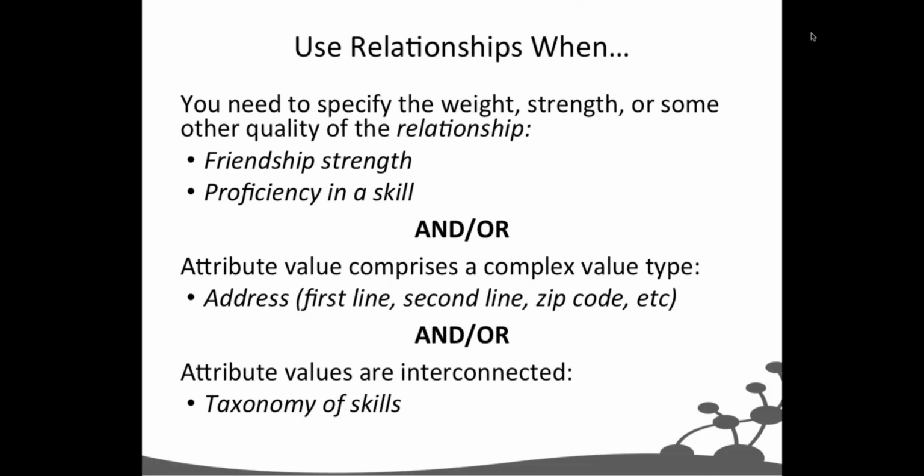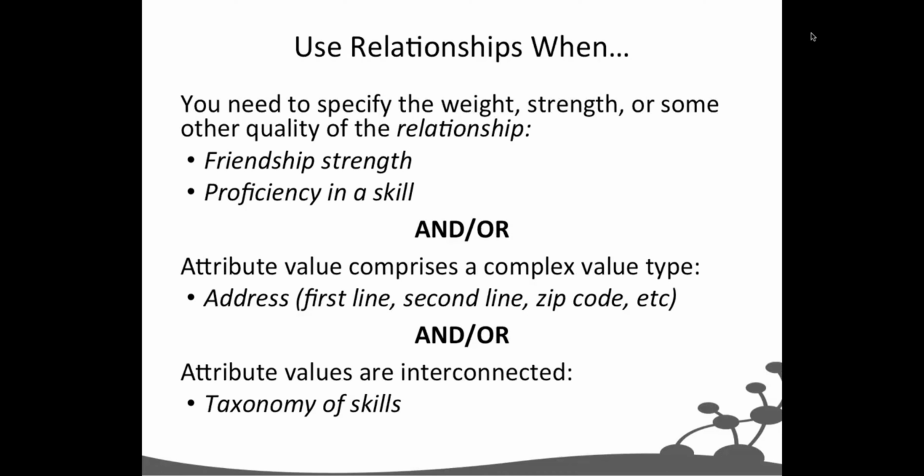The second reason is if the attribute value itself is a complex value type. That is, if in itself that attribute value has a number of different fields. An address is the great example here. An address has a first line, a second line, a zip code, and so on. So again, an address is something we'd likely pull out as a separate node, and then we can attach that to our parent using a named and directed relationship.